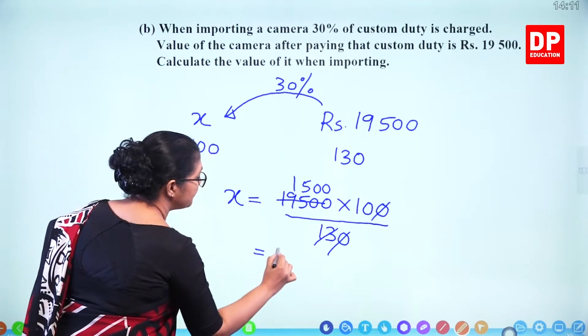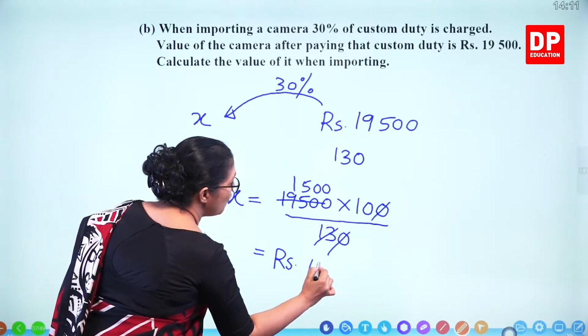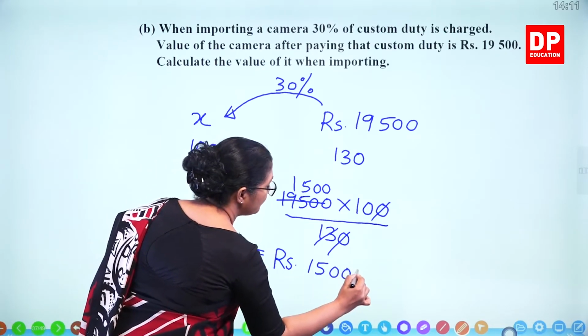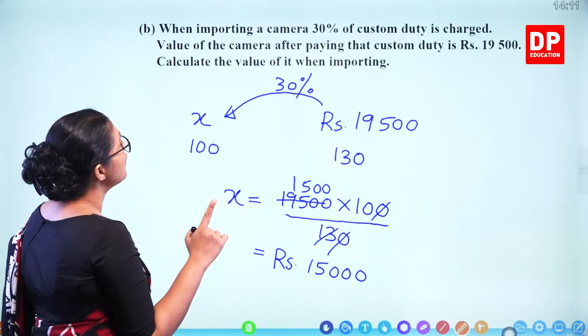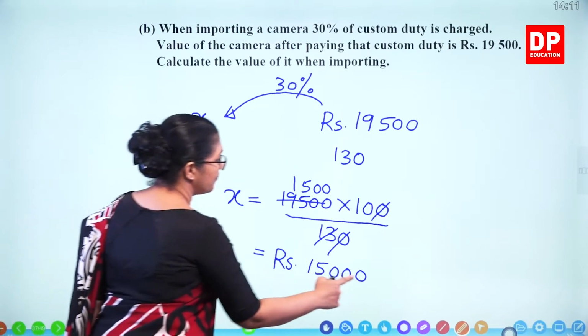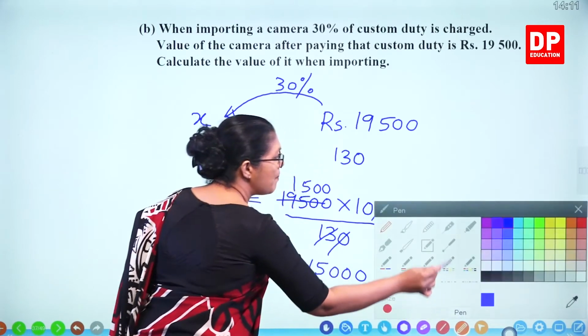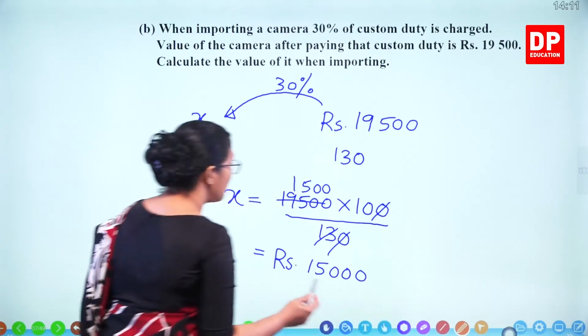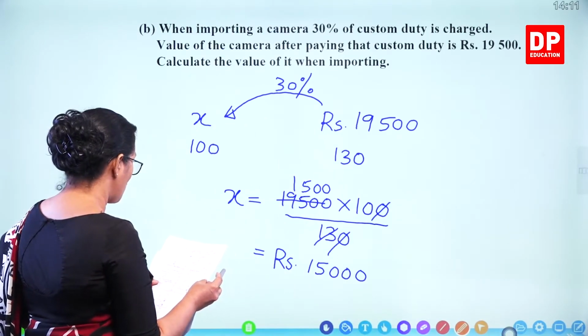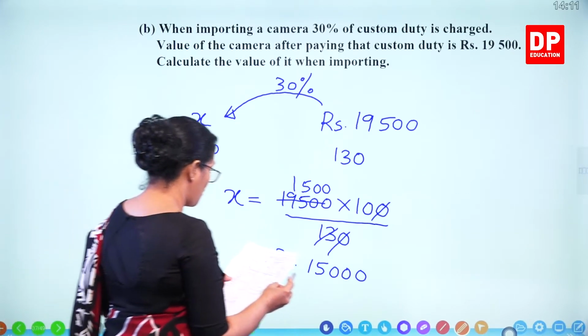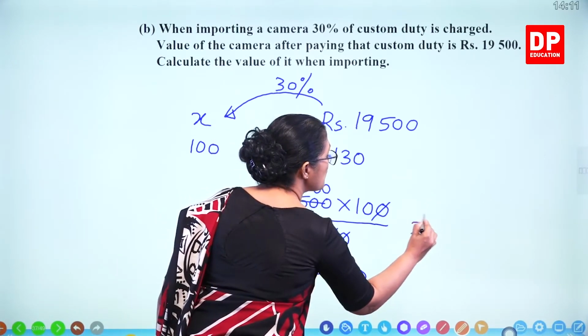Now what's the value? 15,000 is the value of it when importing. So how many marks for this part you are getting? So you are getting just 2 marks. 2 marks for this step as well.